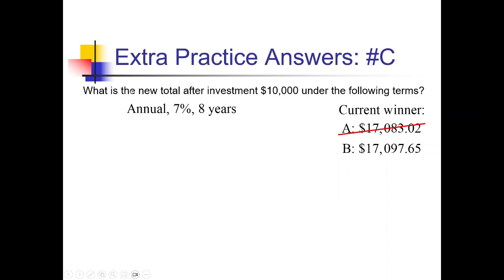So here's Plan C. Annual compounding, 7%, 8 years. So this is so far the highest interest rate we've seen. So for annual compounding, I'm going to start with P B to the T. This time around, though, I don't have to do anything special to my B value. So I've got the 10,000 for principal. For the B value, since it's annual, I just basically add 0.07 to 1 and call it a day.